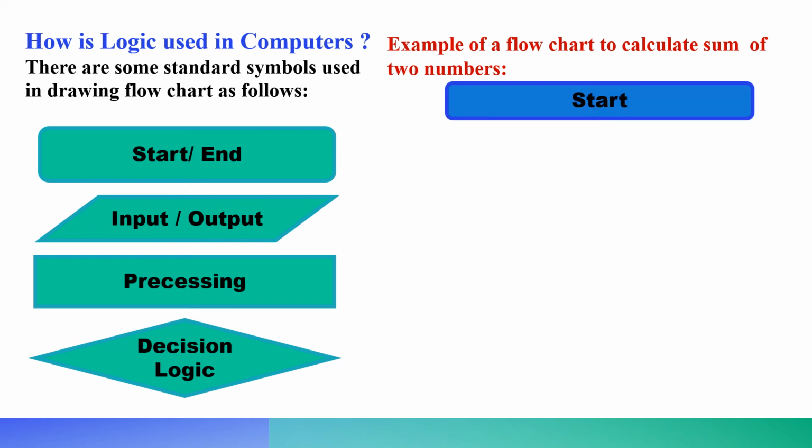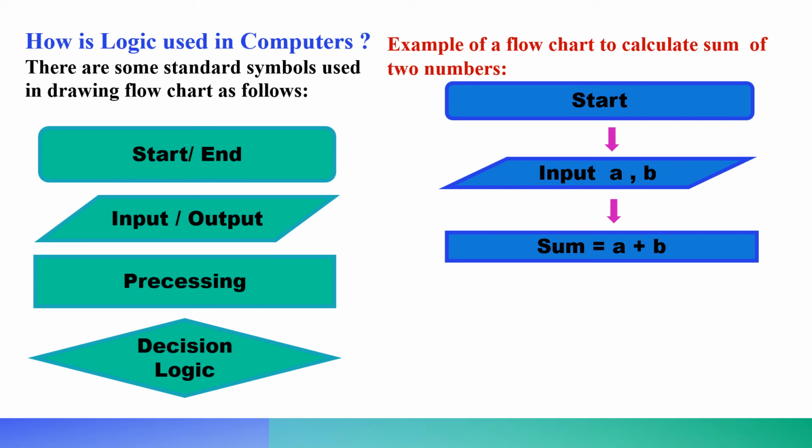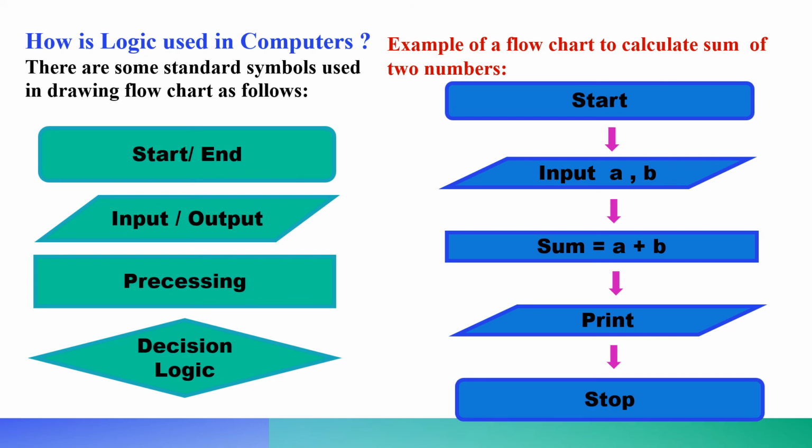Let us take an example of a flow chart to calculate the sum of two numbers. The first is the start button, the second is the input, that is A and B, the third is sum equals A plus B, the fourth is the print button, and last is stop. This is how the flow chart is used in computers.